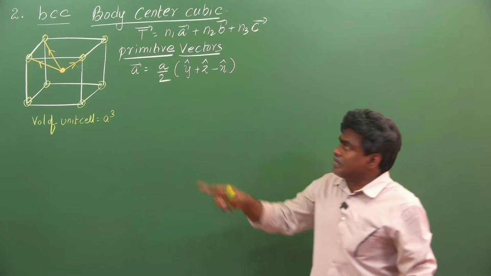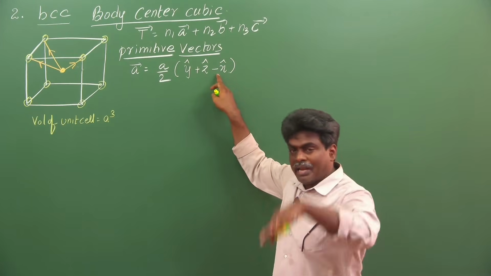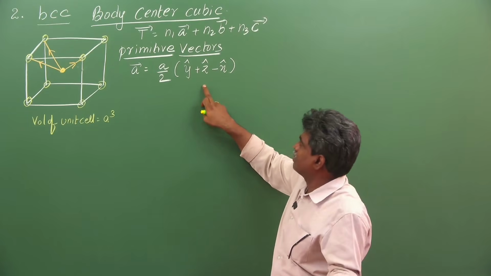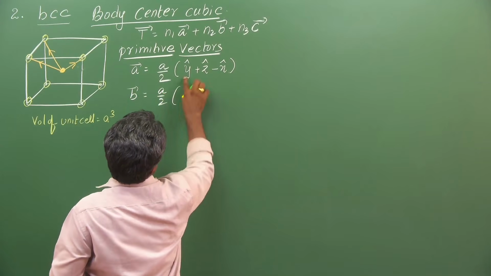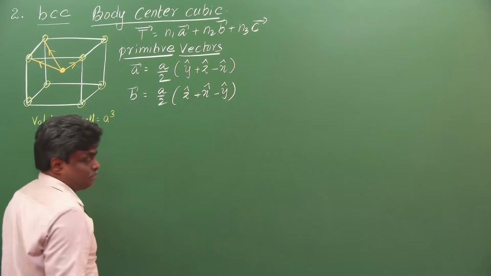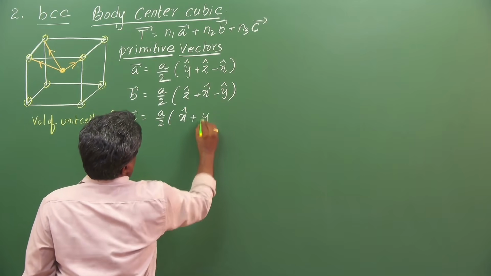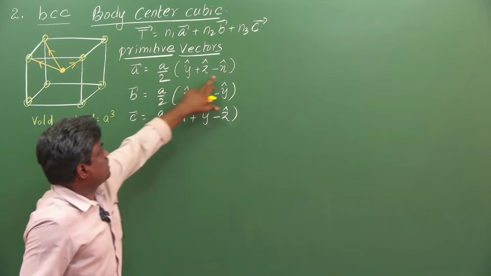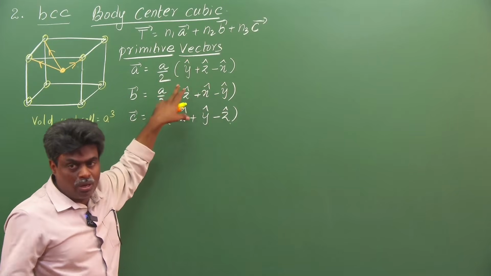Now B bar equals a by 2, the other two Z cap plus X cap, minus Y cap. C bar equals a by 2, X cap plus Y cap minus Z cap. That's good. B bar equals a by 2, Y after Z, Z after X, X after Y. Next C bar equals a by 2, Z after X, X after Y. Along the X axis minus X cap, Y axis minus Y cap, Z axis minus Z cap. The other two are positive.